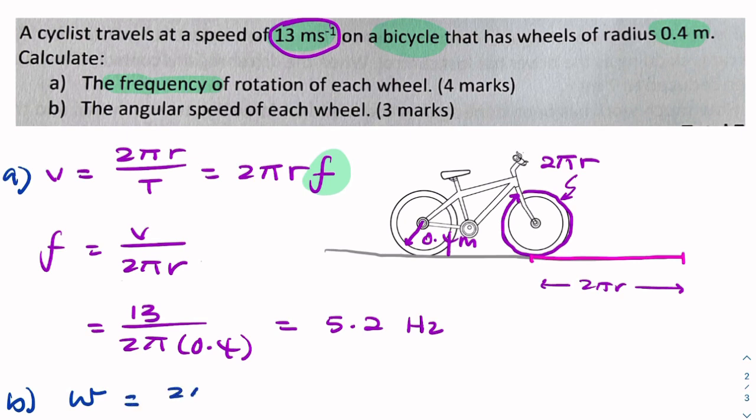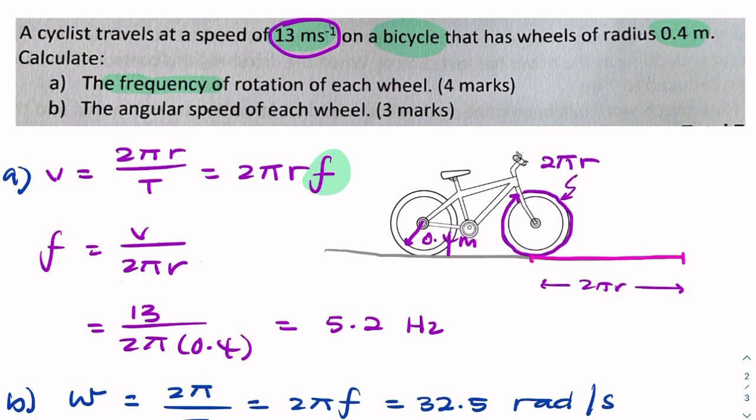So we know it covers 2 pi radians. 2 pi radians is one revolution. It covers 2 pi radians in t seconds. And t is the reciprocal of f, so we can write it like that. So the angular frequency is the number you just found multiplied by 2 pi. So that'll give you 32.5, and the units will be radians per second.